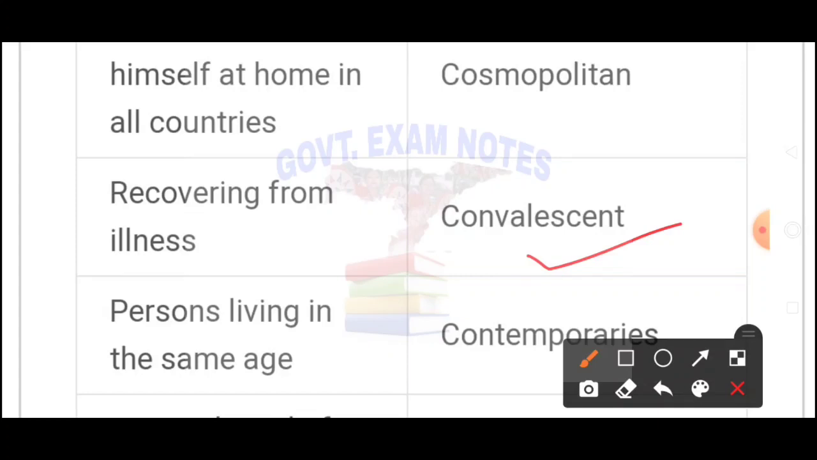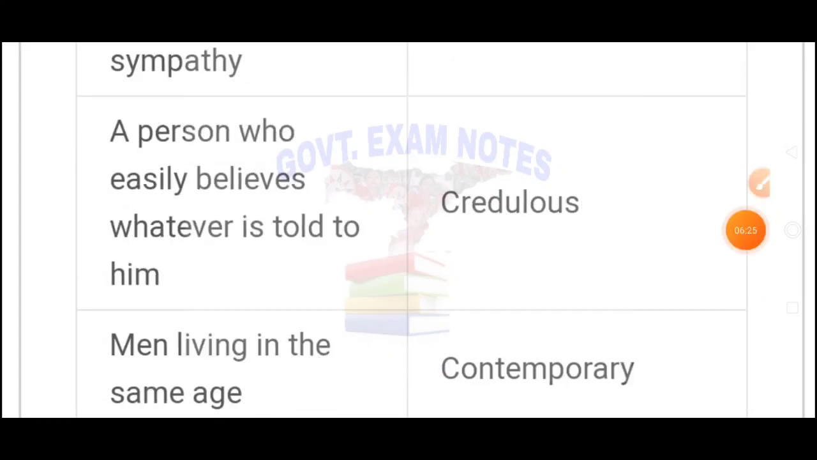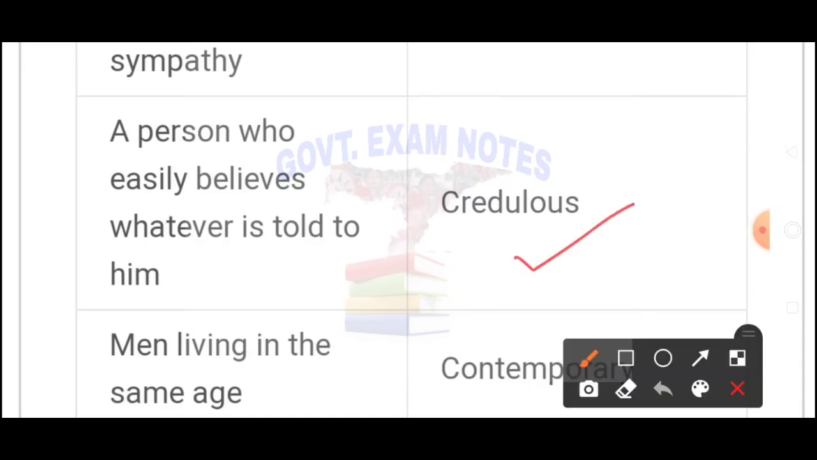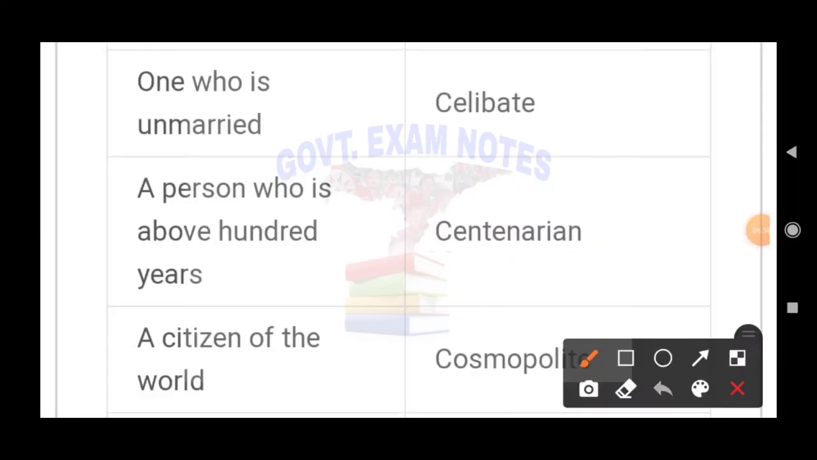Remaining important words. Then one more is a person who easily believes whatever is told to him, like an innocent kind of person. The person who easily believes whatever is told to him is called credulous. Next is one who is unmarried. One who is unmarried is called celibate. Or sometimes you may find the word bachelor. So the one who is unmarried, celibate.